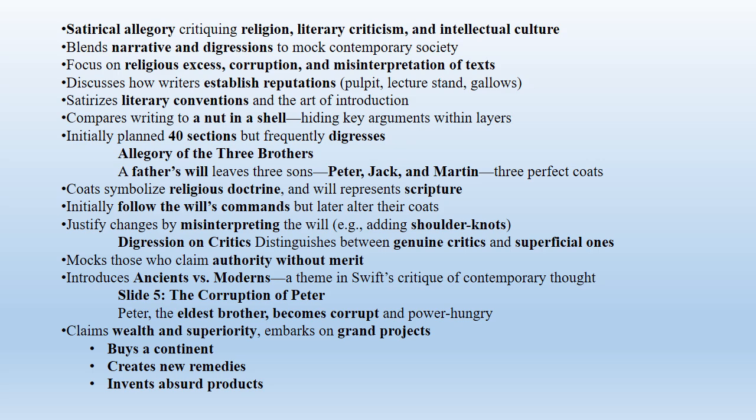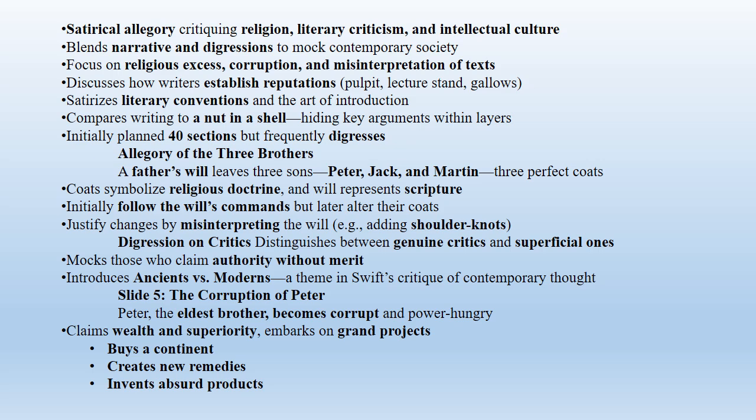In section 3, Swift interrupts the tale with a digression concerning critics. He distinguishes between genuine critics and superficial ones, the latter being those who claim authority without merit. This section also introduces the contrast between ancients and moderns, a recurring theme in Swift's critique of contemporary thought.